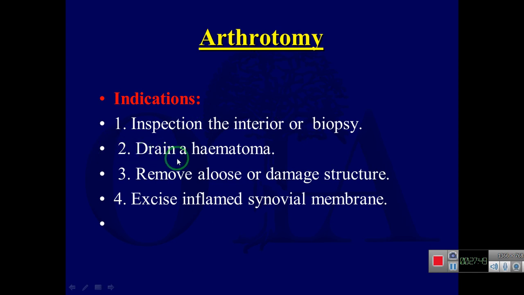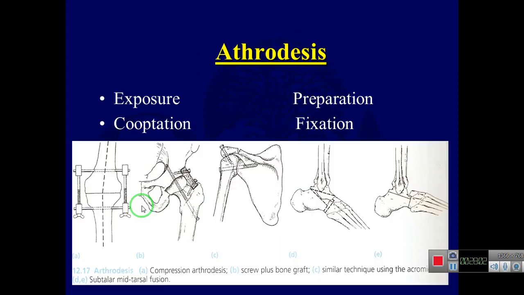Number two, when there is a draining hematoma. Number three, remove a loose or damaged structure like torn meniscus. And lastly, number four, excise synovial, inflamed synovial membrane. The third term is arthrodesis.